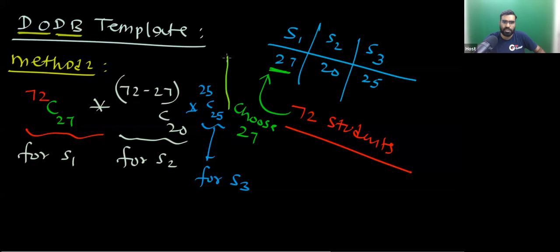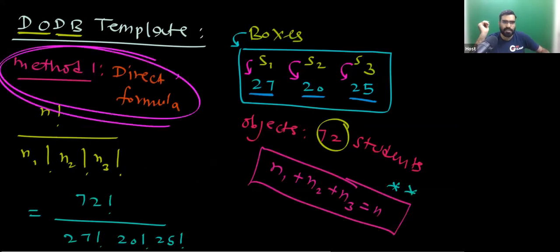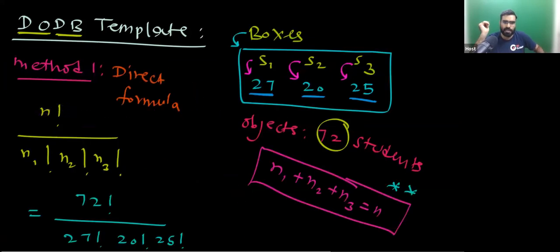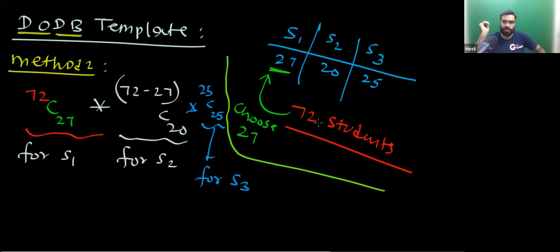So please tell me, did you understand both the methods? In the DODB template, we have two methods. Either you can apply the direct formula, or you can apply this analytical method. What we are doing: total 72 students are there. From these 72 students, we are choosing 27 and giving to S1. Then from the remaining students, we are choosing 20 and giving to S2. And from the remaining students, we are choosing 25 and giving to S3. So these are the two methods.